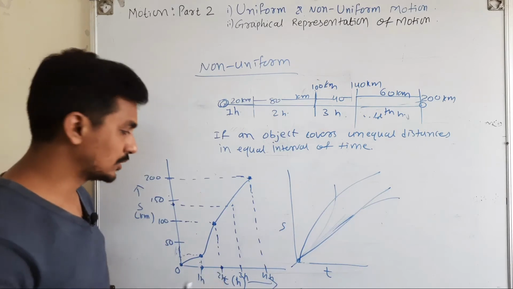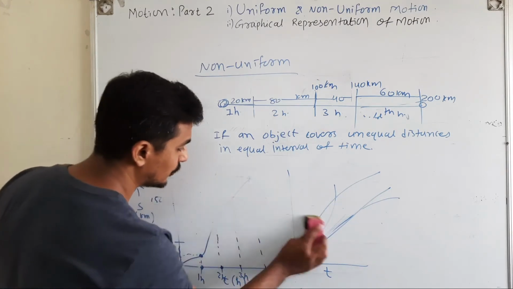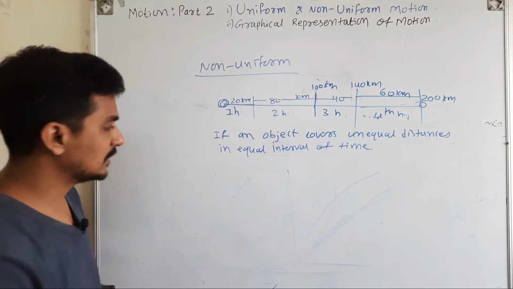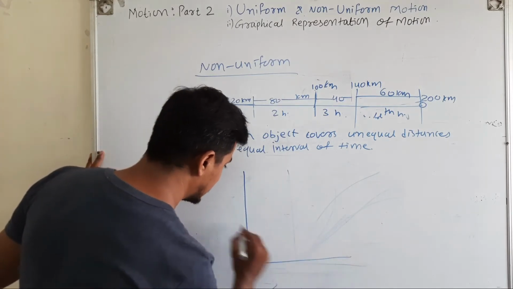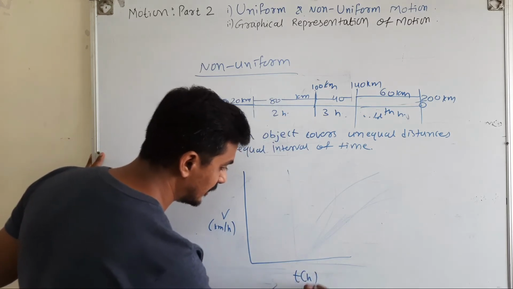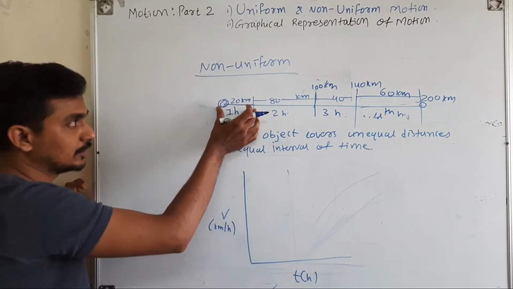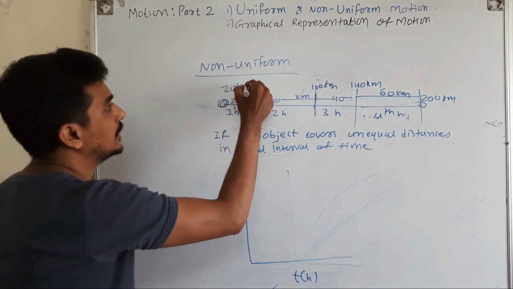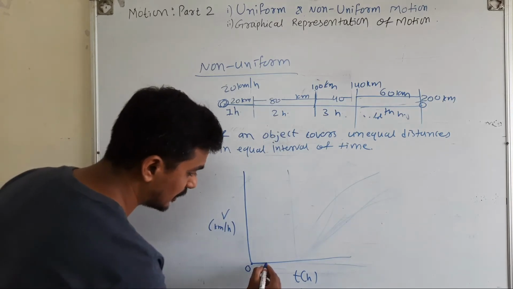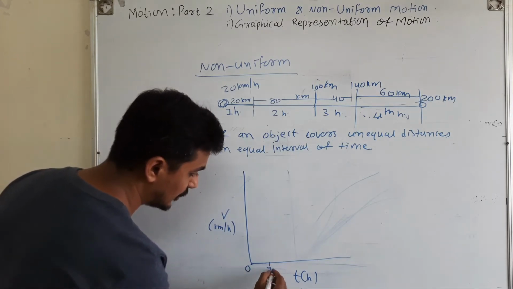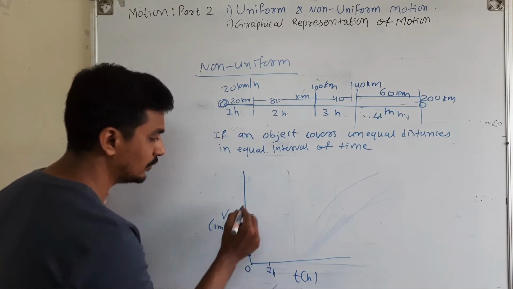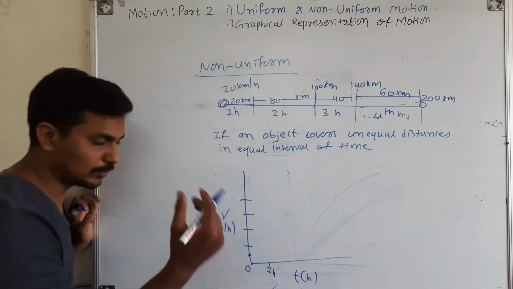Now let us try to draw the velocity-time graph for the non-uniform motion. Suppose this is the velocity in kilometers per hour, or speed in kilometers per hour, and this is time in hours. For the first hour, your speed is 20 kilometers per hour. Speed means distance by time. So 20 kilometers per hour. Here we have 50, here 100, here 150, 200. But we are not moving with that much speed, right?